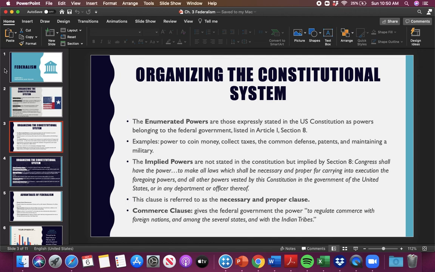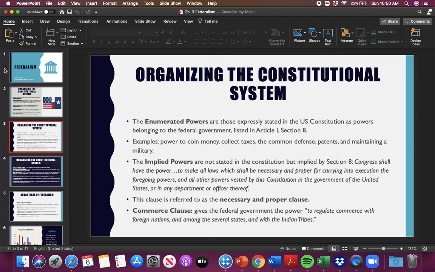Now, looking at the United States Constitution, there's a couple of things here that kind of dictate its relationship with the states. There is a part of the Constitution called the enumerated powers. This is Article 1, Section 8. And these are the powers that are given directly to the federal government by the Constitution. The state cannot get involved in these issues.